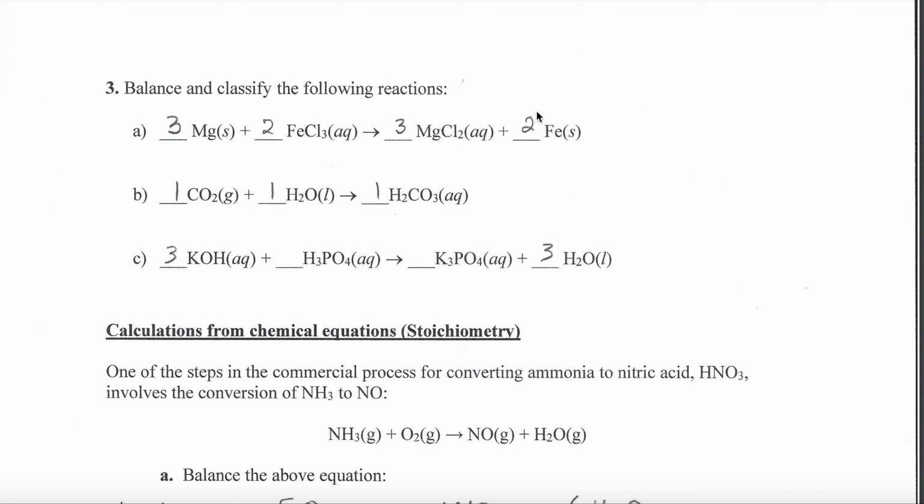2 Fe is no big deal. 2 Fe, number 2 there. 3 magnesium, put number 3 there. Because the single one is really easy to keep them equal. Okay, on here, everything's perfect.